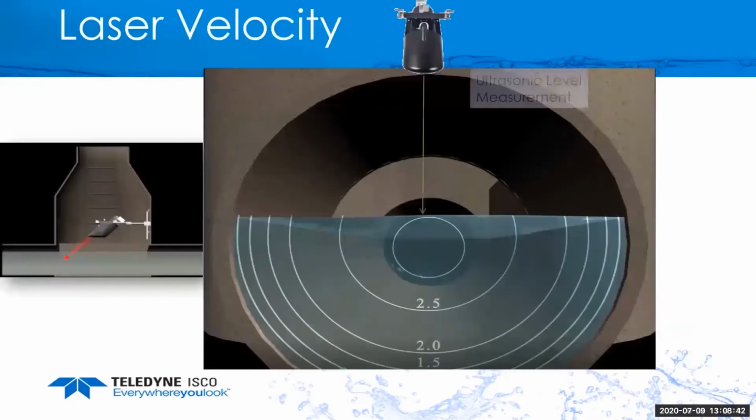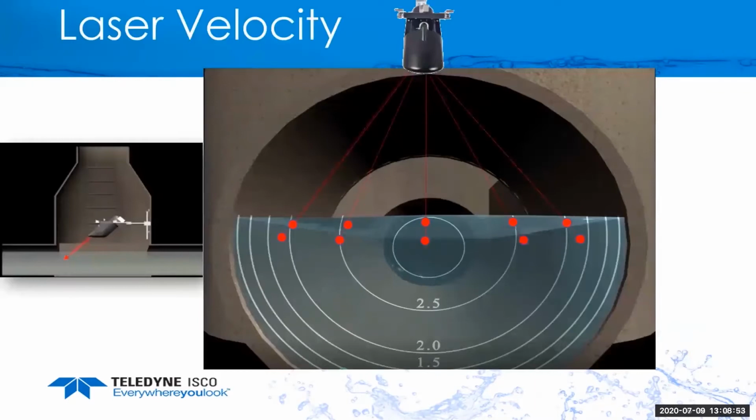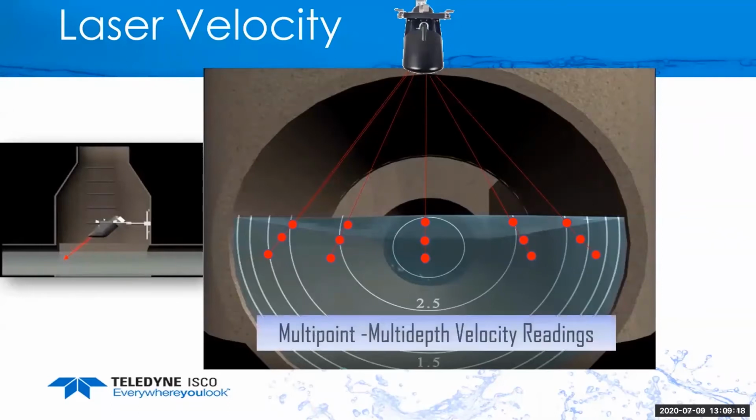Now the laser velocity, the way this works, it's going to take a level reading to determine the distance to the surface of the water. Then it's going to fire the laser, which can read up to 15 different points below the surface of the water. And so you can choose 1 point or up to 15 points. And what we're looking for is we're reading just below the surface of the water, subsurface of the water, to find the peak velocity. And we read the peak velocity, and then we use the coefficient 0.9 to determine what the average velocity is. And this is known as our multi-point, multi-depth velocity reading.